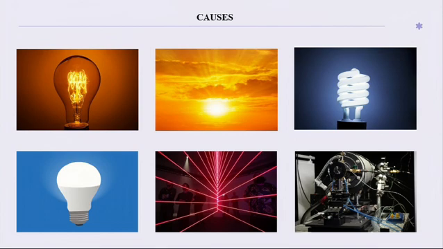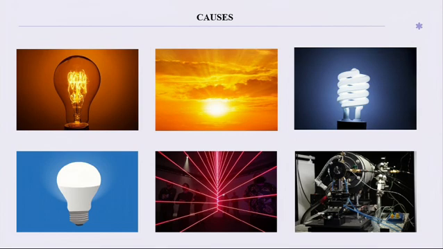Artificial causes include incandescent light bulbs, which produce visible light and infrared radiation through a process called incandescence. Fluorescent light bulbs produce visible light by using an electric current to excite mercury vapor in a tube, which then causes a fluorescent coating to emit visible light. LED bulbs provide a variety of light including infrared, ultraviolet and visible light through a process called electroluminescence. Lasers produce optical radiation through a process called stimulated emission.